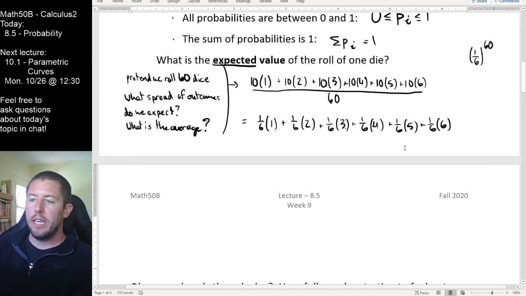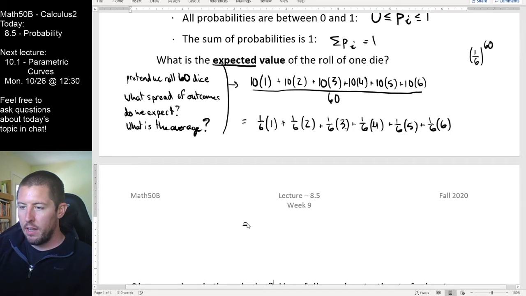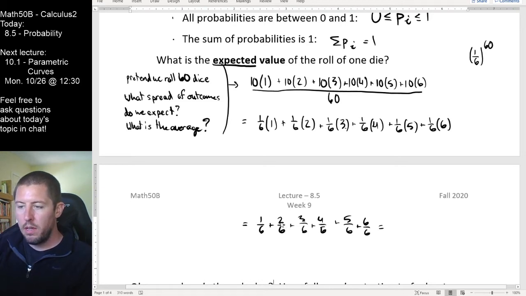So the question is, what do we actually get when we do this? Well, I can see what we're going to get out of this fraction here. It looks like 1/6 plus 2/6 plus 3/6 plus 4/6 plus 5/6 plus 6/6. And if I add all these up, 1 and 2 is 3, plus 3 is 6, plus 4 is 10, plus 5 is 15, plus 6 is 21. And I can reduce this a little. And that's weird. I just got a 7 over 2, and as a decimal that is 3.5.